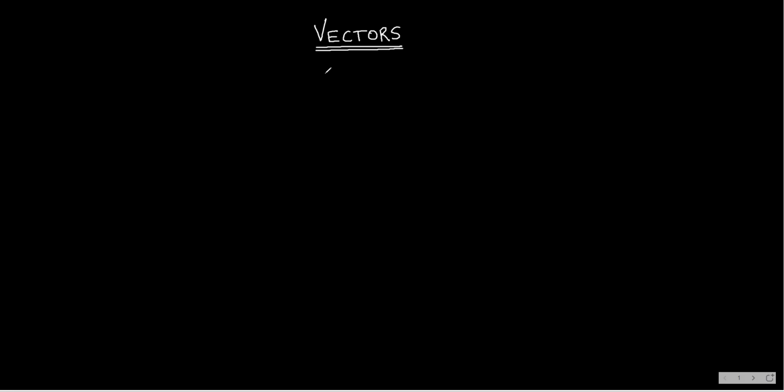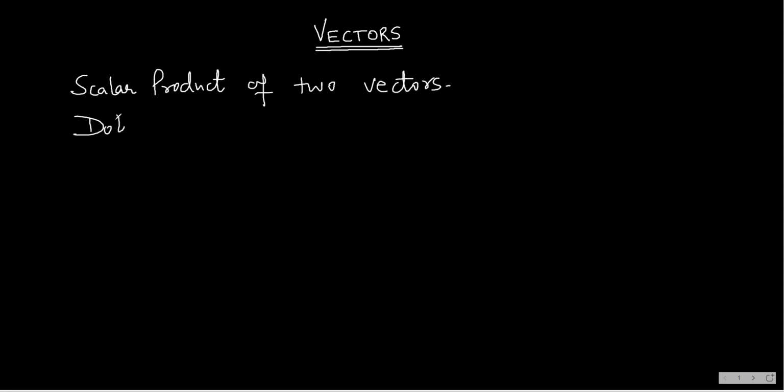Another lecture on vectors. In the last lecture, we have seen the scalar product of two vectors. This was also called the dot product of two vectors. So you say scalar product of two vectors or you say dot product of two vectors, it is the same thing.